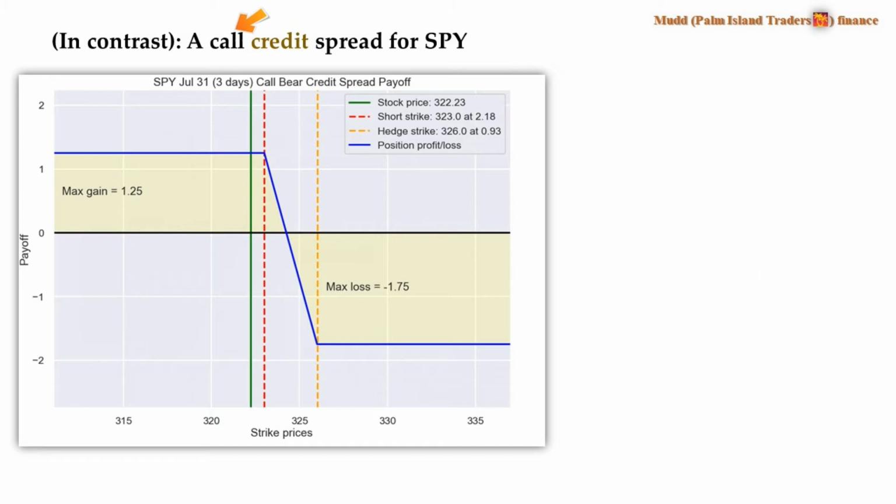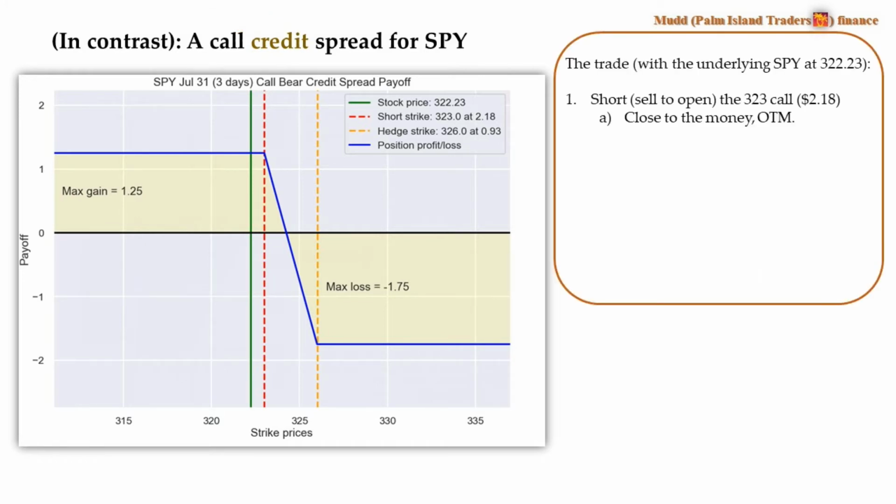Now, in contrast, let's look at an example of a call credit spread for SPY, because we didn't talk about call credit spreads in video 5. Look at this. It's fairly simple to see what's going on here. The trade is with the underlying SPY at 322.23. You short or sell to open the 323 call, which is out of the money, for $2.18. You buy to open the 326 call for 93 cents. That's more distant from the money.